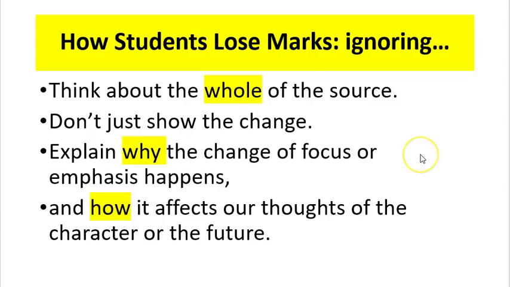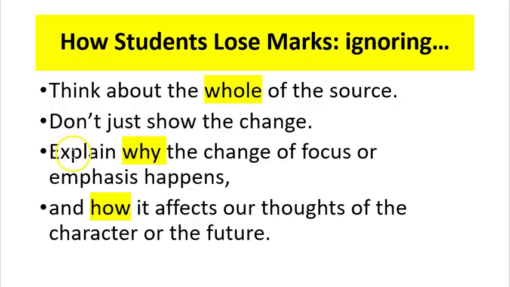And so the final things we need to consider is how students lose marks in this question. Well, I showed you at the beginning that they'll often forget to write about the whole of the source, so they won't necessarily include the ending, or they won't include the beginning, or they'll miss the middle. You know, you've got to cover all three sections. The other thing that students often do is they just say, well, there was a change of focus here, and there's a change of focus there, and there's a change of focus here, and another change of focus there. Boom, job done. No, you can't just show the change.